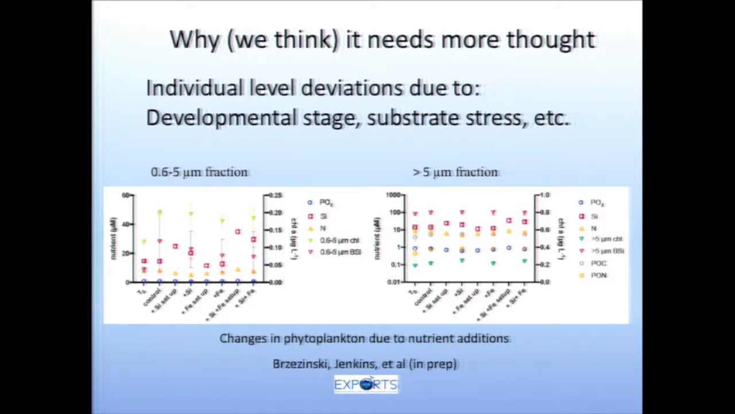So this is, again, work from EXPORTS. This is the small size class phytoplankton, and larger size class phytoplankton. And this is how much chlorophyll is under these different nutrient conditions. So this is the same community held for 24 hours, and they're showing very different allometric relationships, chlorophyll relationships, and the communities are responding differently. The size classes don't respond to the nutrients in the same way.